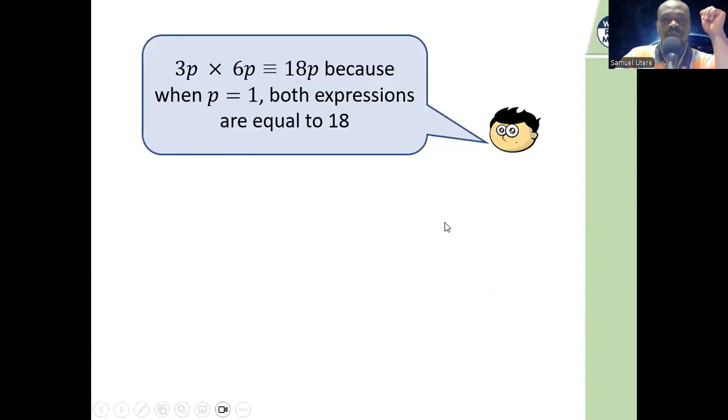Okay. Here is another one, another example. 3p and 6p is equal to 18p. Yeah, it's equivalent. That's what Jack is thinking. Because when p is equal to 1, both expressions are equal to 18. Are you sure it's correct? Have a think.